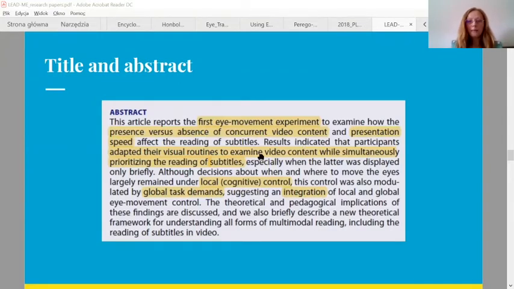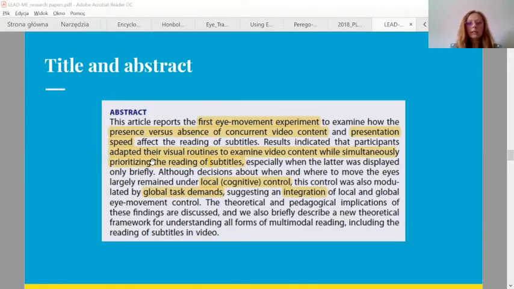Okay, results indicated that participants adapted their visual routines to examine video content while simultaneously prioritizing the reading of subtitles. That's a very interesting result. It also raises some questions, because we see that there are some visual routines, and then the first question is, okay, what are these visual routines and what do they depend on?